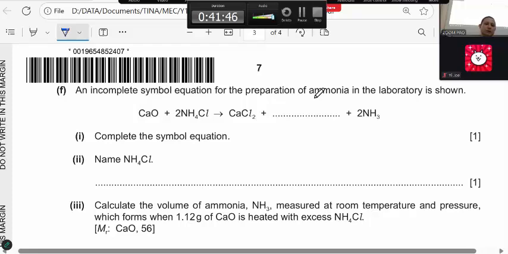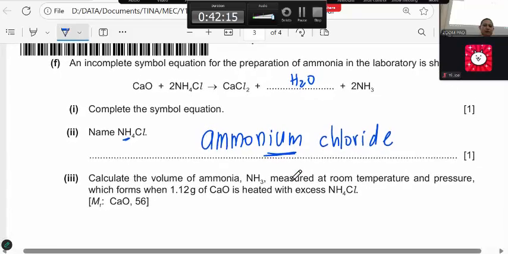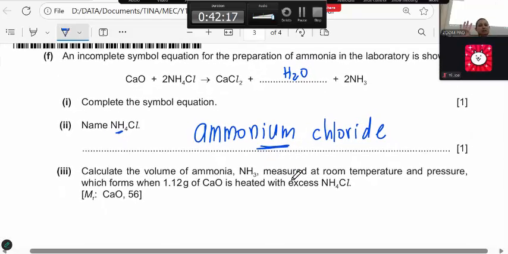An incomplete equation for the preparation of ammonia in the laboratory. Okay, so what's missing? Water. You can see the equation. How many water? Just one water. This one you must see carefully. This is ammonium chloride, not ammonia chloride. Remember? Ammonium chloride, because it's NH4, because of the ion. NH3 is ammonia. NH4 is ammonium.